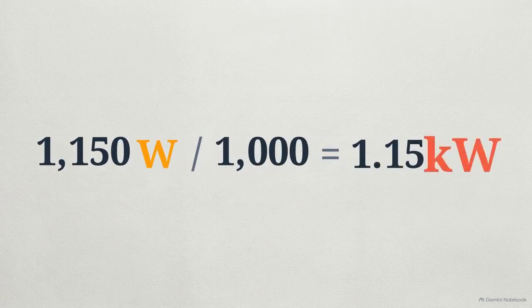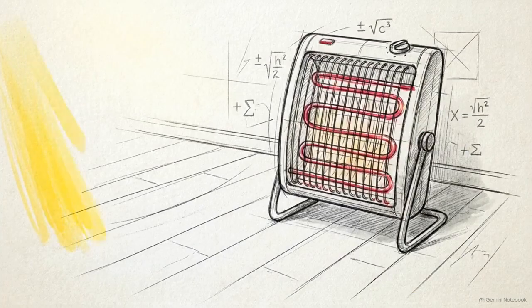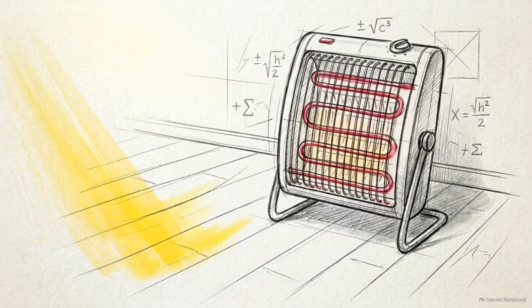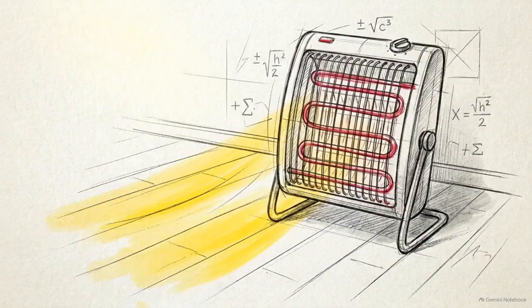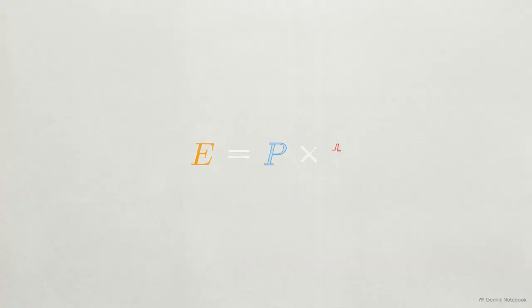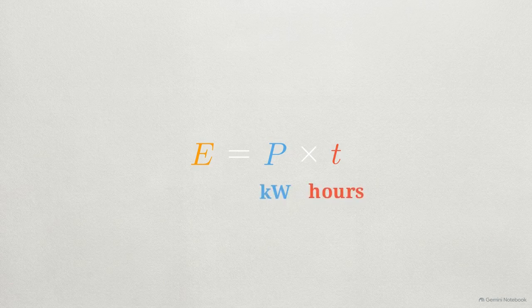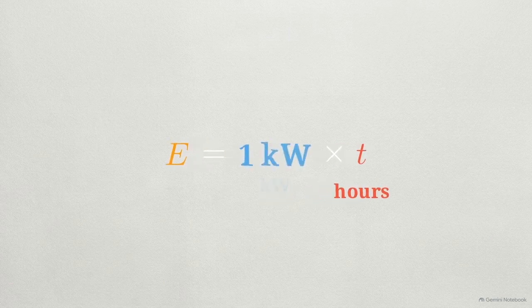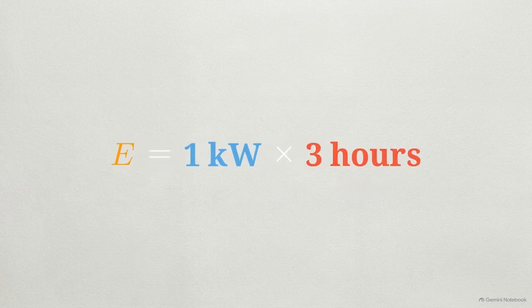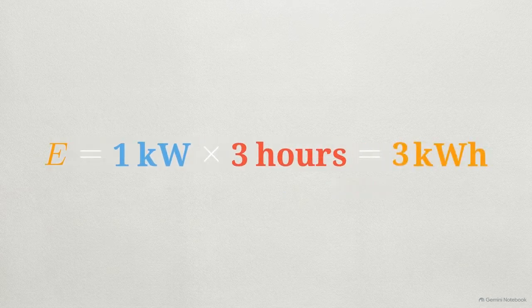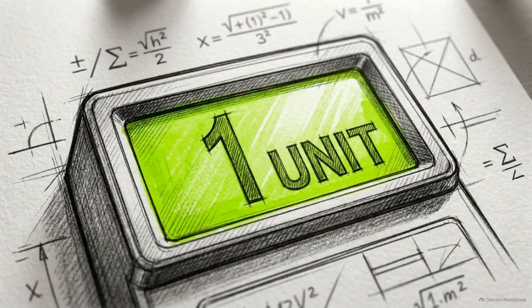Now we can determine electrical energy. This represents the total power consumed over a specific duration of time. The formula for energy is power multiplied by time. For the math to be accurate, we must use kilowatts for power and hours for time. For example, if a 1 kilowatt heater runs for 3 hours, it consumes 3 kilowatt hours of energy. In commercial electricity, 1 kilowatt hour is recorded as exactly 1 unit on your meter.